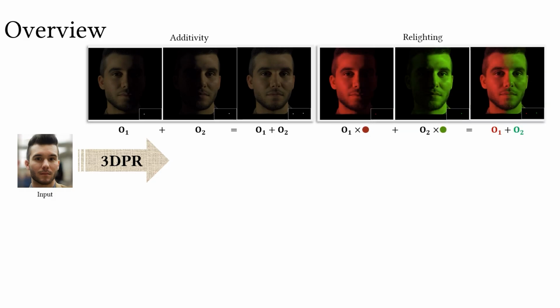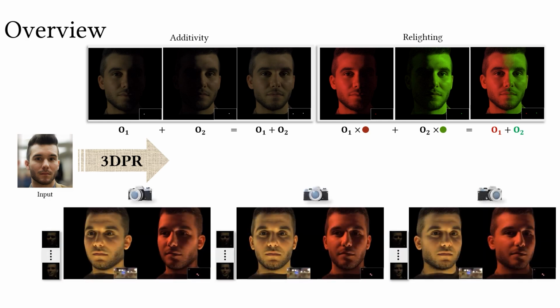These OLAT images can be combined with any HDR environment map, allowing the input portrait to be relit under any desired lighting condition. Moreover, these OLATs can also be rendered under novel viewpoints, enabling 3D consistent, simultaneous portrait view synthesis and relighting.